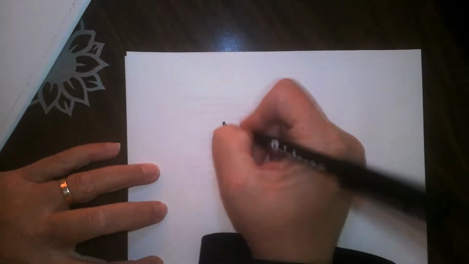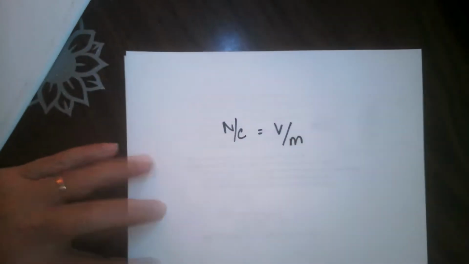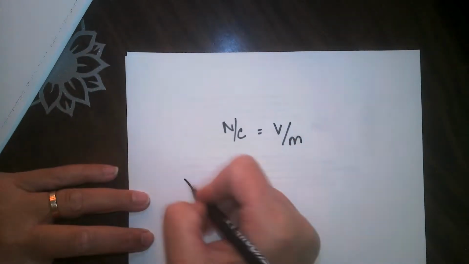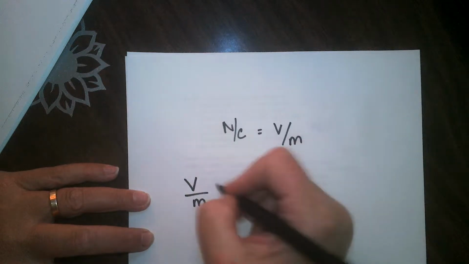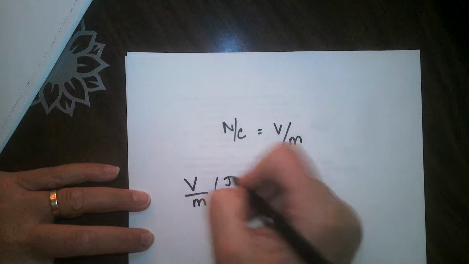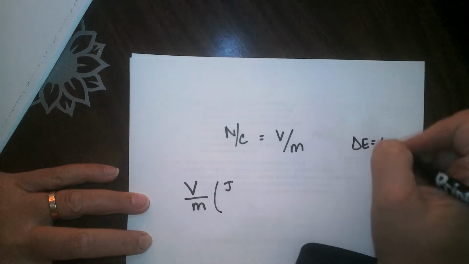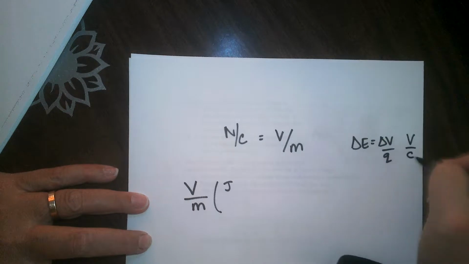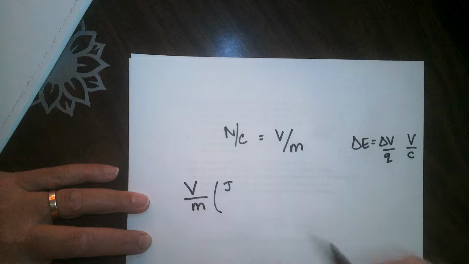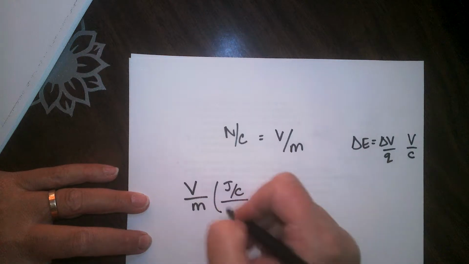Okay, so I'm going to show you how a Newton per Coulomb is equal to a volt per meter. If I work backwards, a volt per meter, and I multiply it by... delta E is equal to delta V over Q. So this unit is V over C. And then I divide it by the volts.